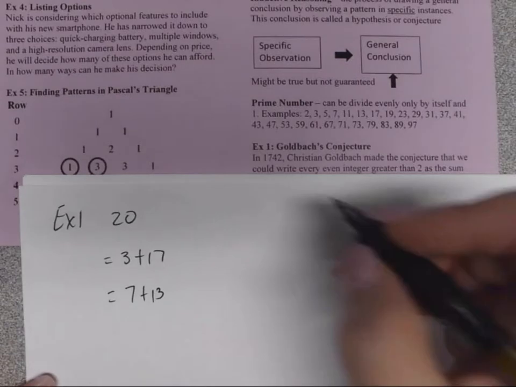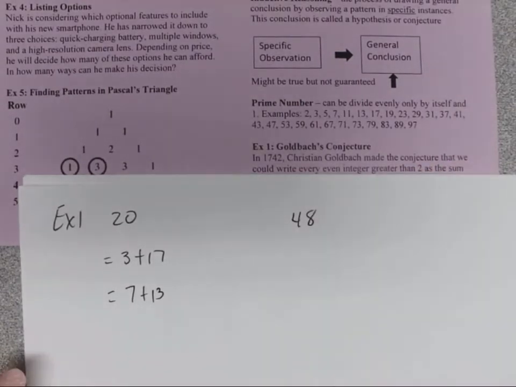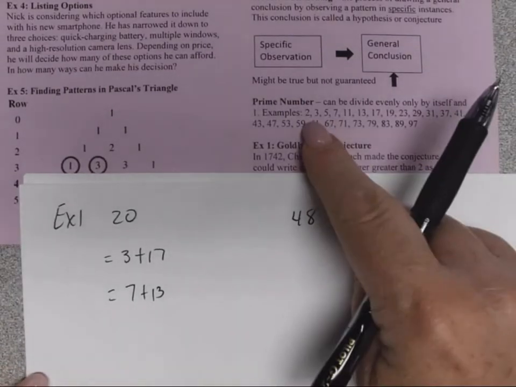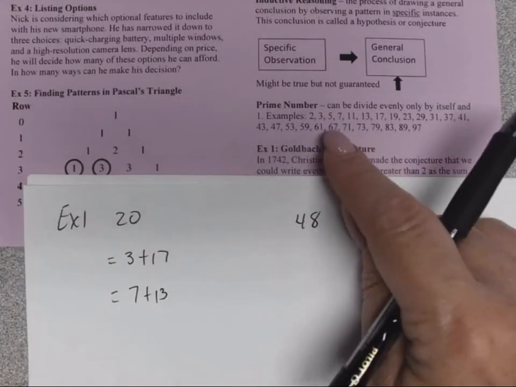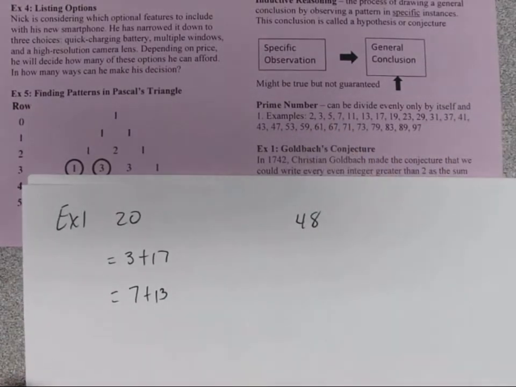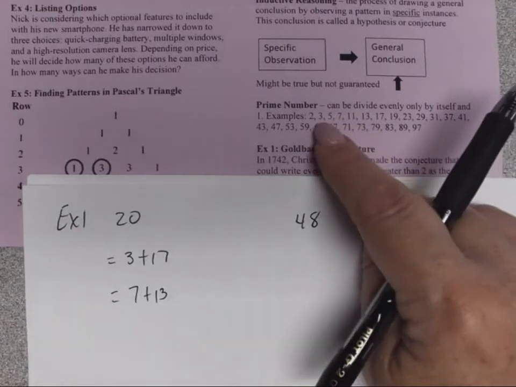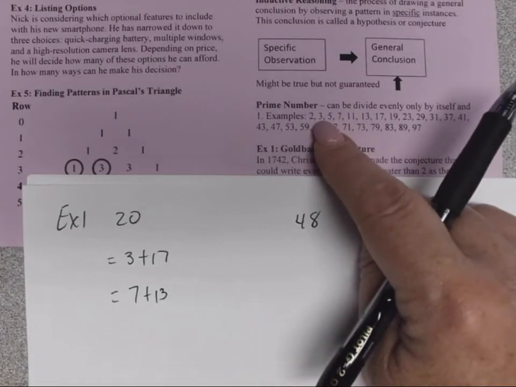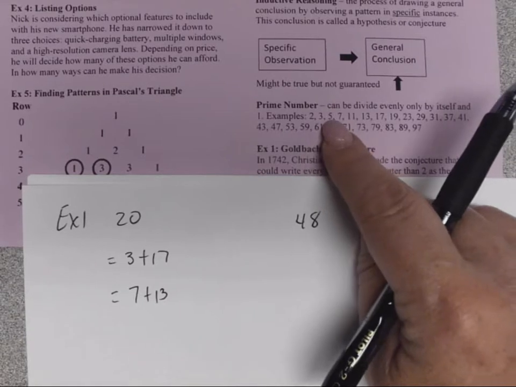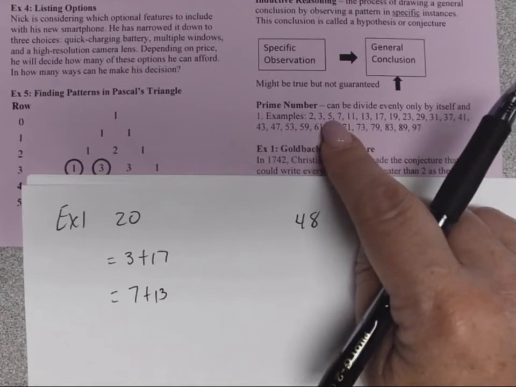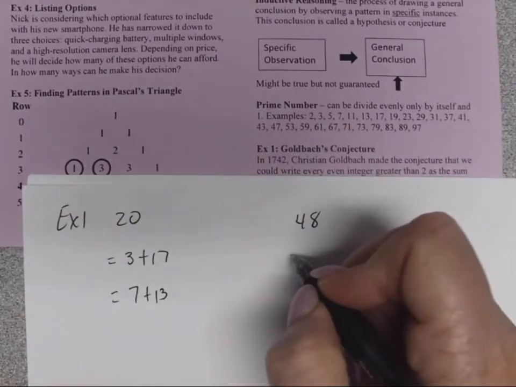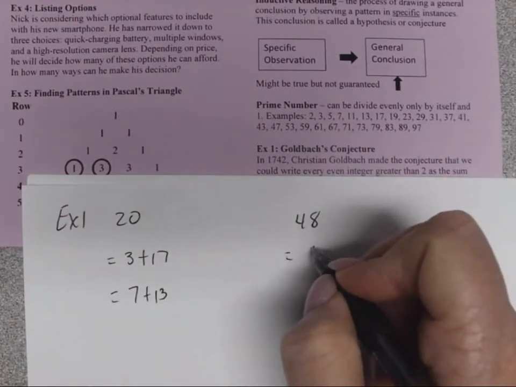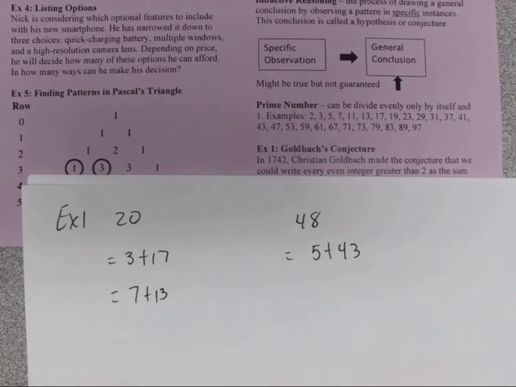All right, let's look at 48. With 48, 2 won't work because when they're even numbers, you're still going to get an even number, and any even numbers beyond 2 are not prime. If I do 3, 48 minus 3 would be 45. Well, 45 is not a prime number. 5, 48 minus 5 would get me 43. Oh, 43 is a prime number. So I could write it as 5 plus 43.